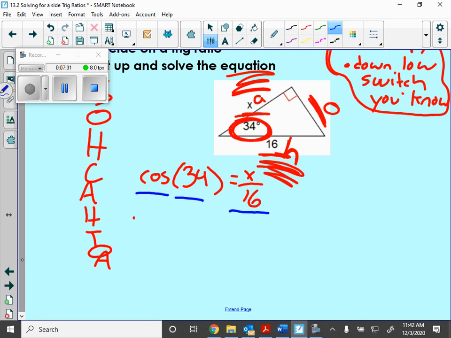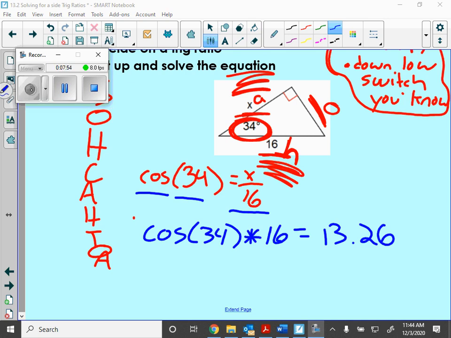So you gotta use your calculator. Have to use your calculator. Cosine of 34, close the parentheses, it's up high, so we multiply. I'm going to use a little star symbol so you don't get confused on X, times 16 equals. It is 13.264. So the 4 doesn't make the 6 round up, so 13.26.